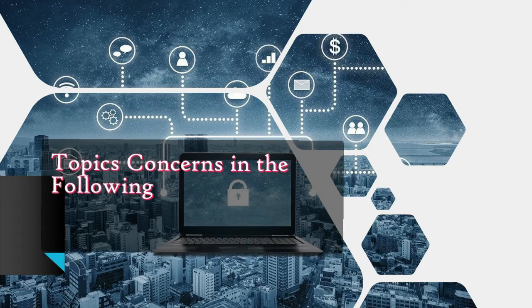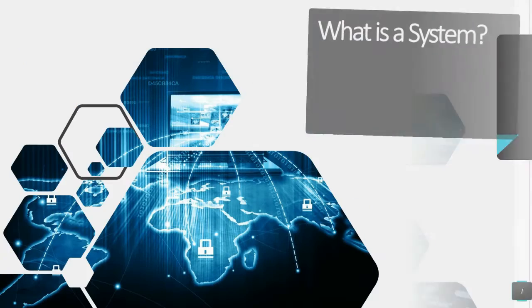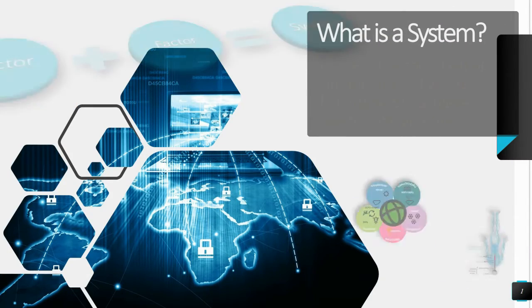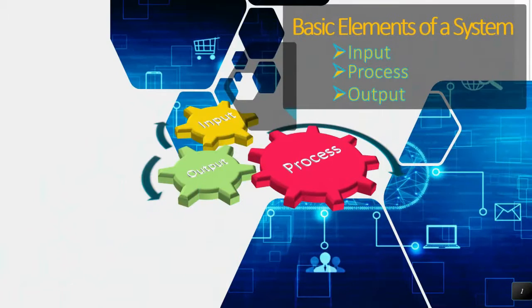Topics concerns in the following. What is a system? Computer-based information systems. What is a system? A system is a collection of components or factors that interact to achieve a specific task or a goal. Basic elements of a system.